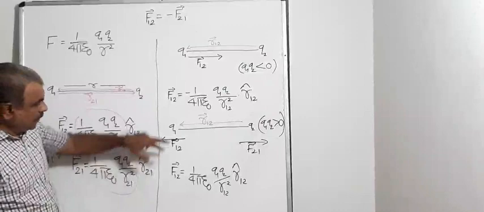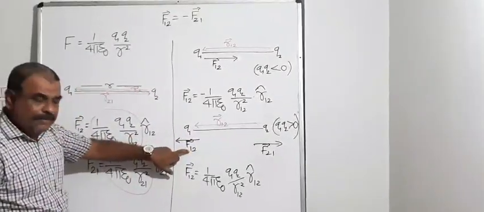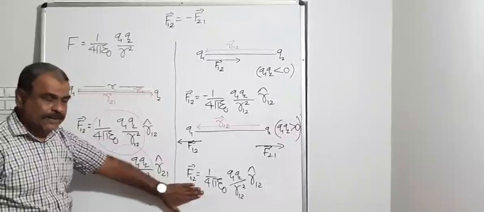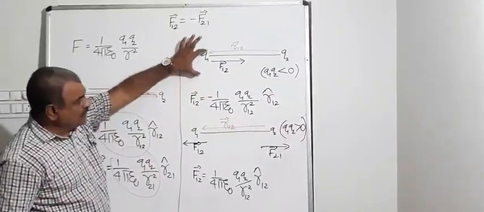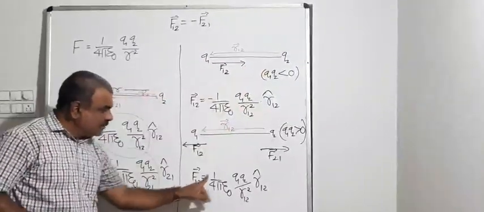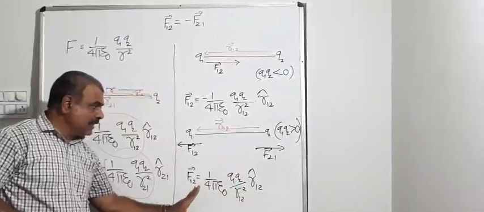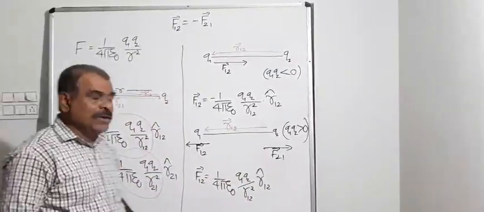But see the figure properly. Here R12 and F12 are both in the same direction, so here we will put a positive sign. In the earlier figure, R12 and F12 were opposite to each other, so we introduced a negative sign because these two vectors are opposite. Here both vectors are in the same direction, so we can keep it positive. So this was the vector representation of Coulomb's law.